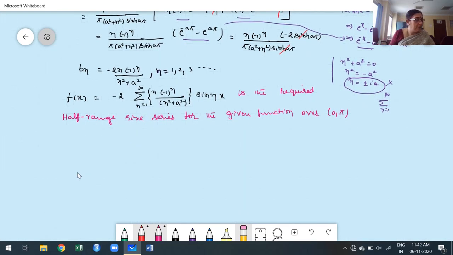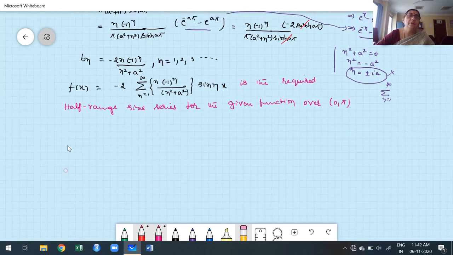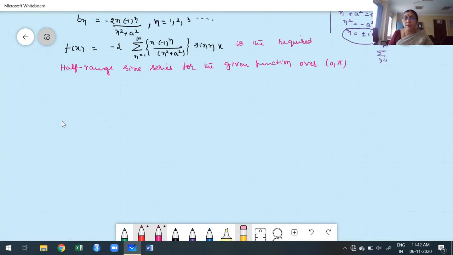Now I move to the next problem. This also they given in the question paper, last year question paper. Today's second problem.